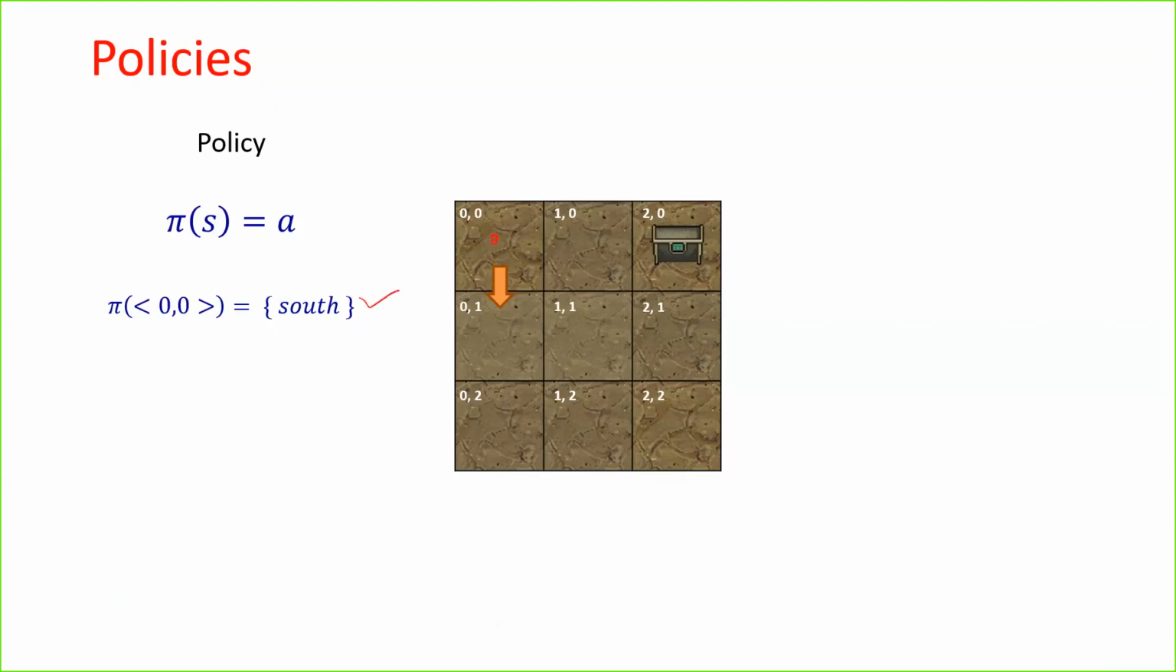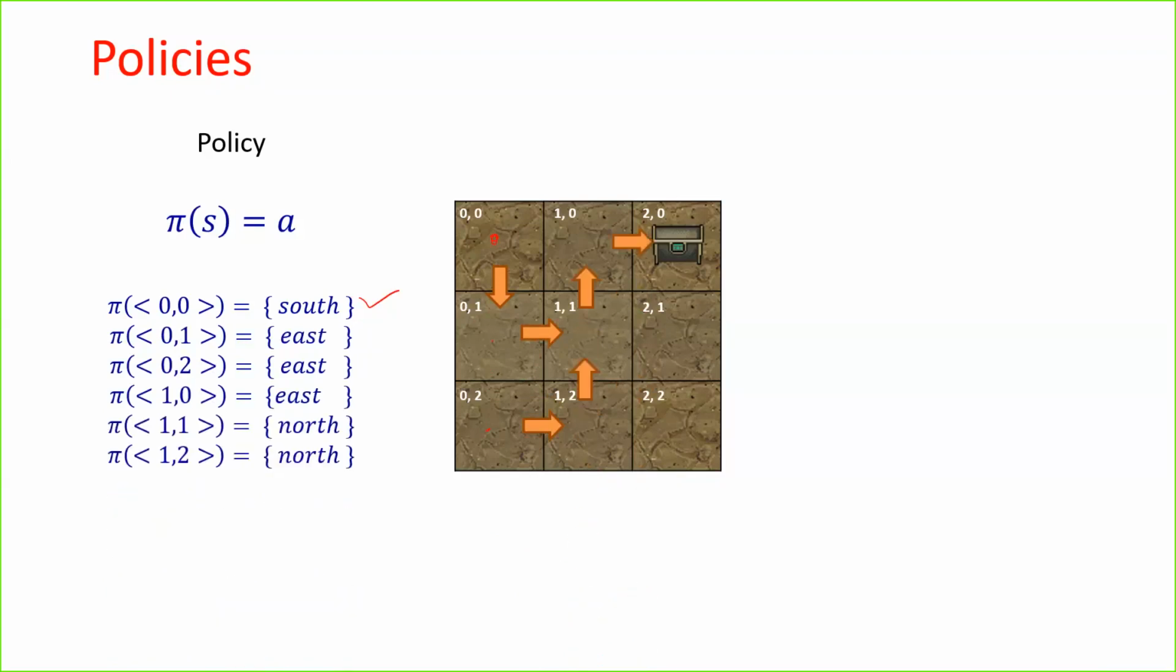And it is also defining that if the agent is at 0, 1 or 0, 2 locations, take the action of east. And if the agent is at 1, 0 location, take the action of east. 1, 1 and 1, 2, take the action of north. And if he is at 2, 0, no action. If he is at 2, 1, take the action of west. If he is at 2, 2, take the action of north. So this is the current policy.